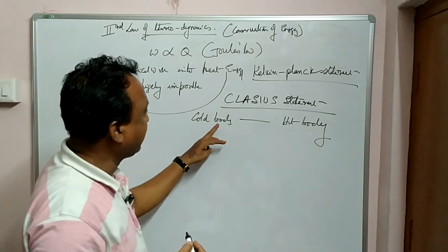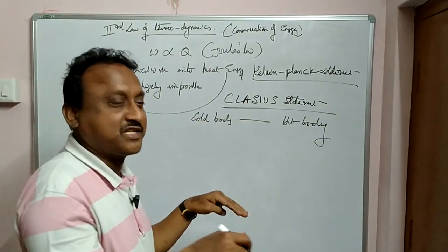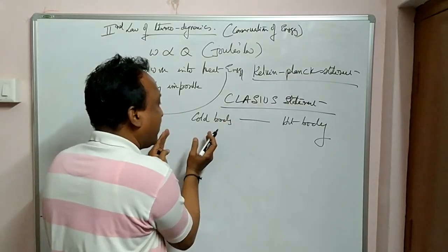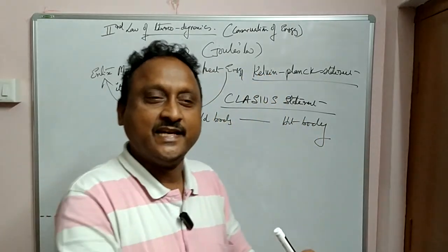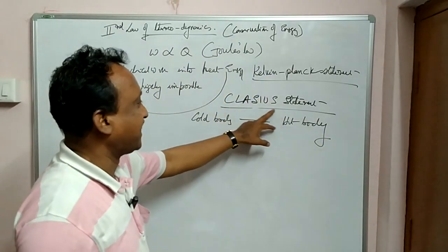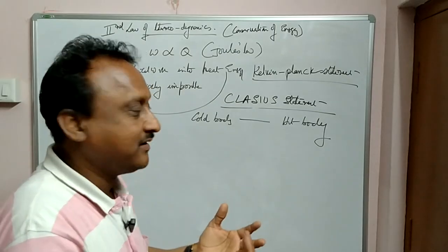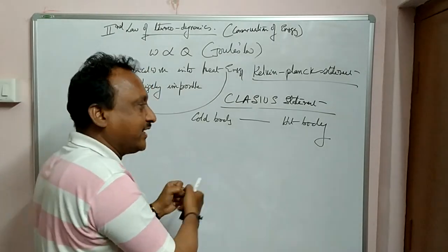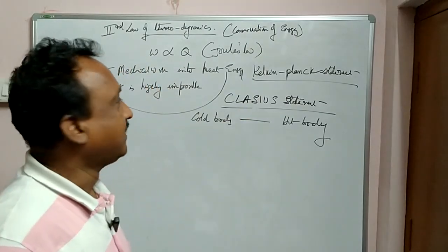So what Clausius, the scientist, is saying is that it is again highly impossible to take heat from a cold body and give it to a hot body. Cold body heat cannot be taken and given to a hot body. That is the Clausius statement. It is highly impossible to take heat from a cold body and give it to a hot body. That is the Clausius statement.